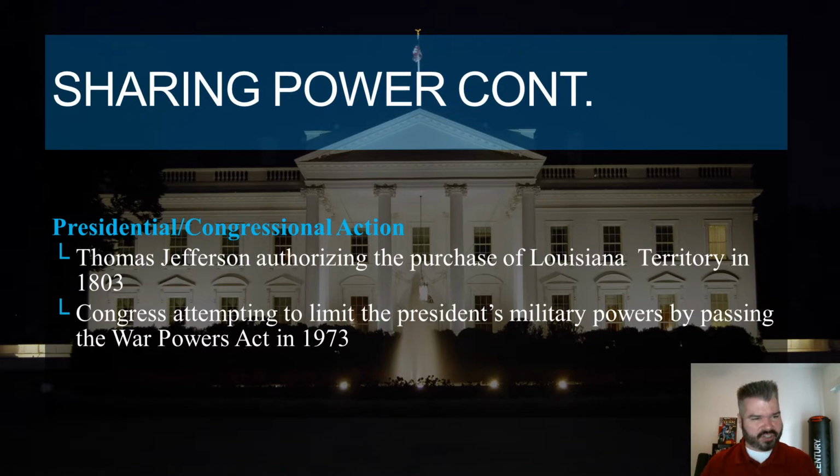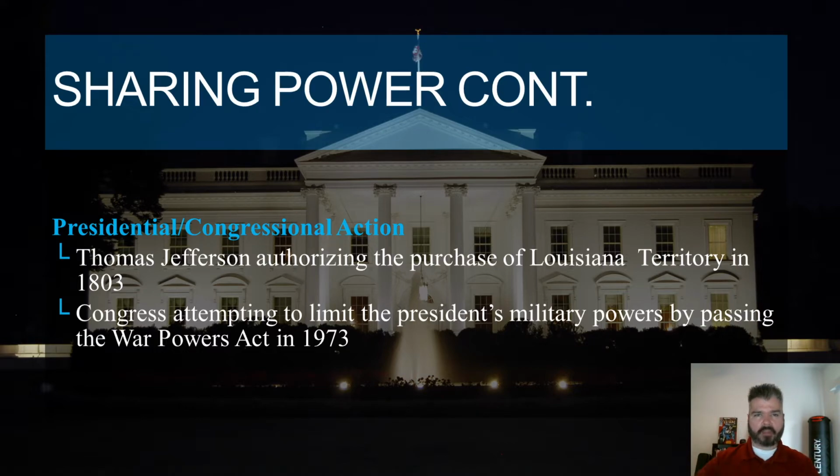Presidential and congressional action. Again, talking about this power sharing. Thomas Jefferson authorizing the purchase of Louisiana Territory in 1803. Congress attempted to limit the president's military powers by passing the War Powers Act of 1973. So we got a lot going on here, right? So the president purchasing, allocating funding here, right? Well, not really allocated funding because that's up to the legislature. But you see where I'm going with this, right?